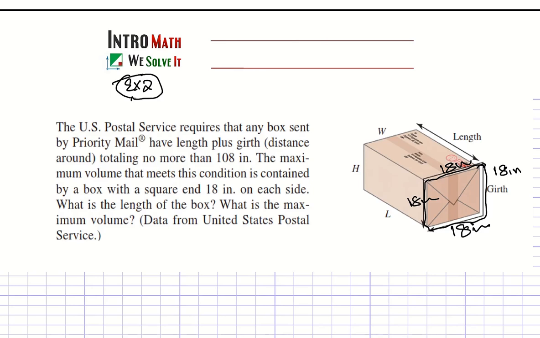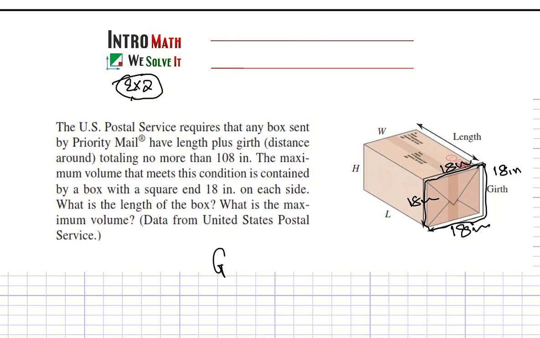So basically, what do they want? What is the length of the box? What is the maximum volume? So they want the length and the volume. What is it again? The maximum volume that meets this condition, the length plus girth. The length plus girth is the distance around. It's totally confusing, man.